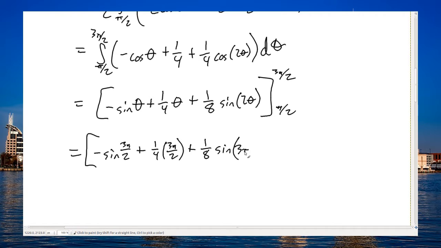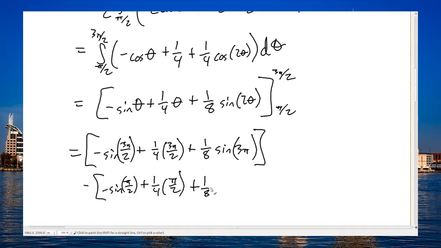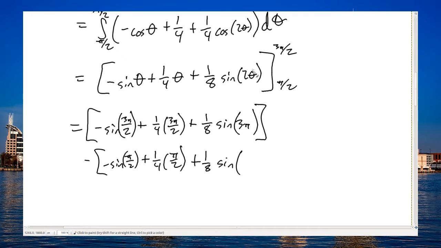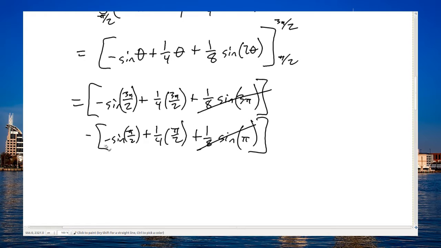Let's see, it's going to be 3 pi when we multiply that by 2. Negative sine of pi over 2, 1/4 pi over 2, 1/8 sine of pi over 2 times 2 is just pi. Okay, sine of pi, sine of 3 pi, they're the same thing. They're both nothing. Get rid of those. Sine of pi over 2 is 1. Sine of 3 pi over 2 is negative 1.